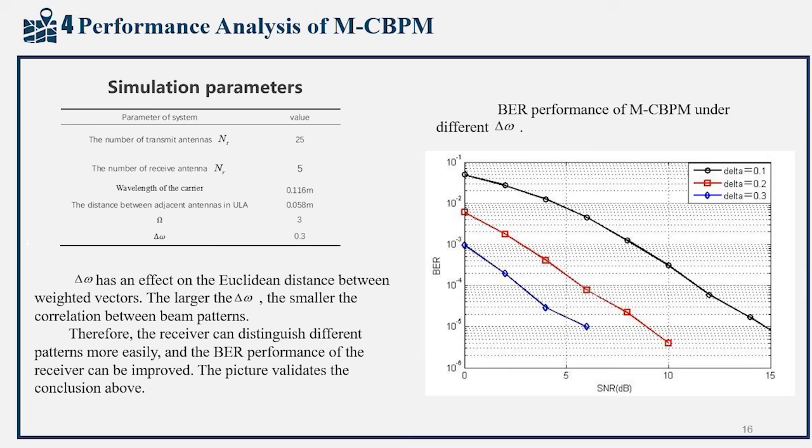To validate the conclusion above, we implement the simulation of bit error rate on different delta omega. The simulation results are shown in the following figure. From this figure, we can see that the bit error rate performance of MCBPM improves efficiently with the increase of delta omega.